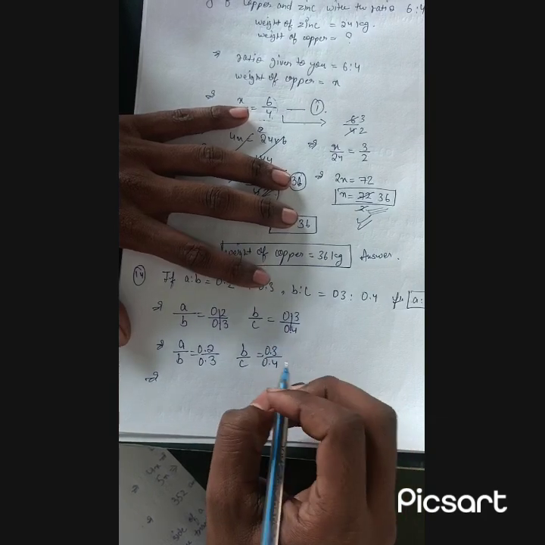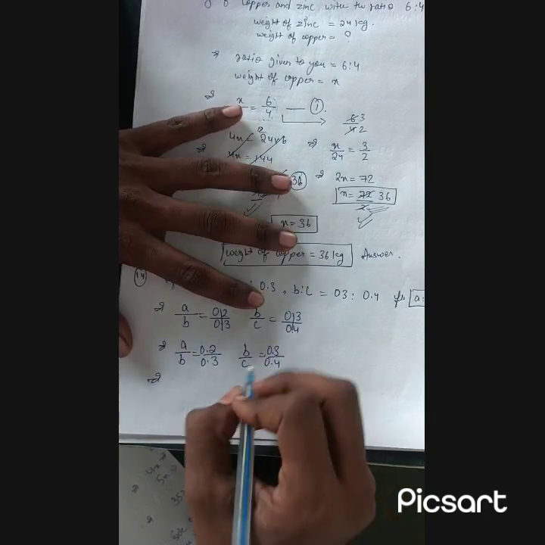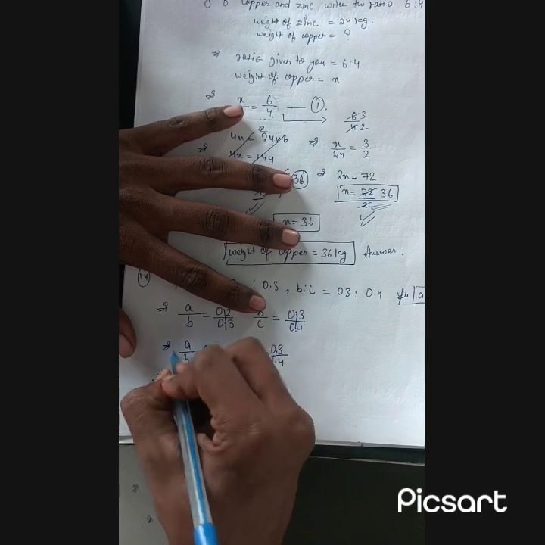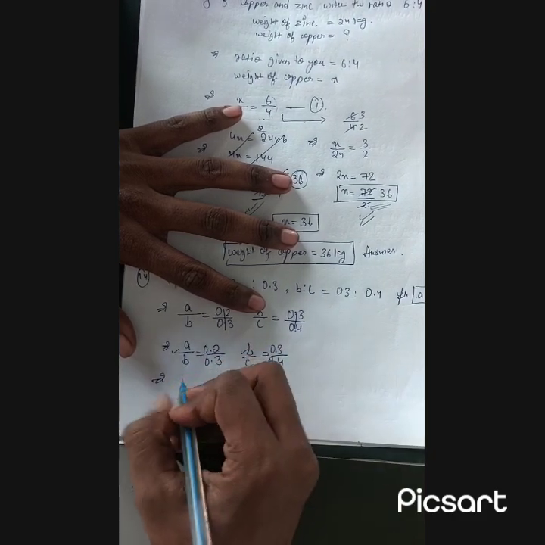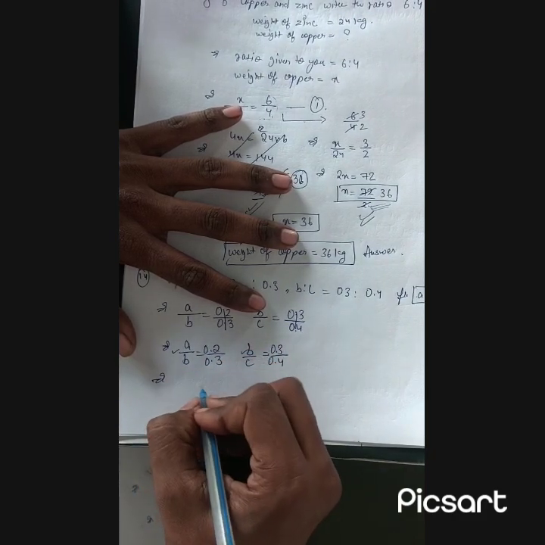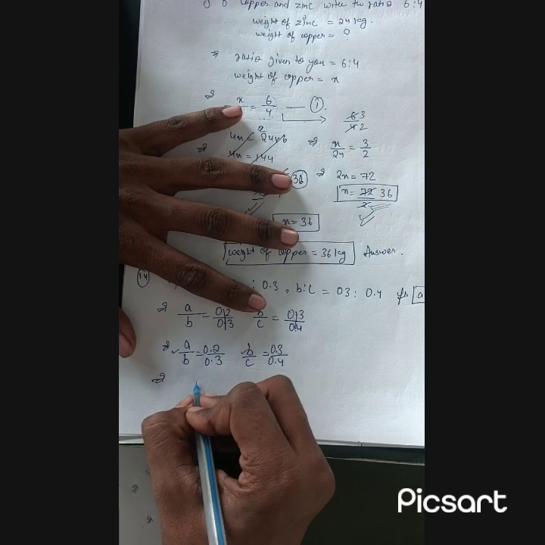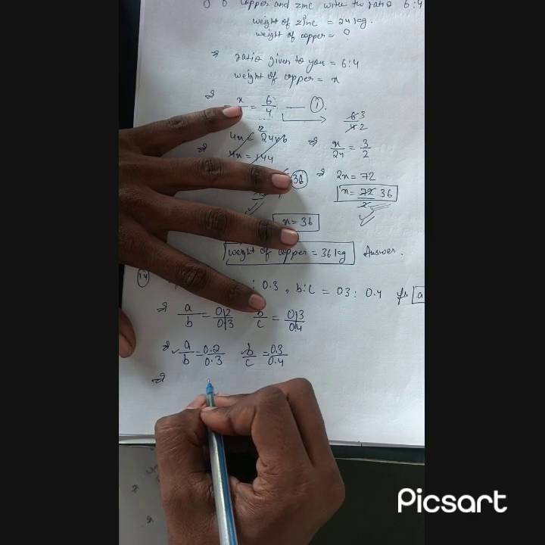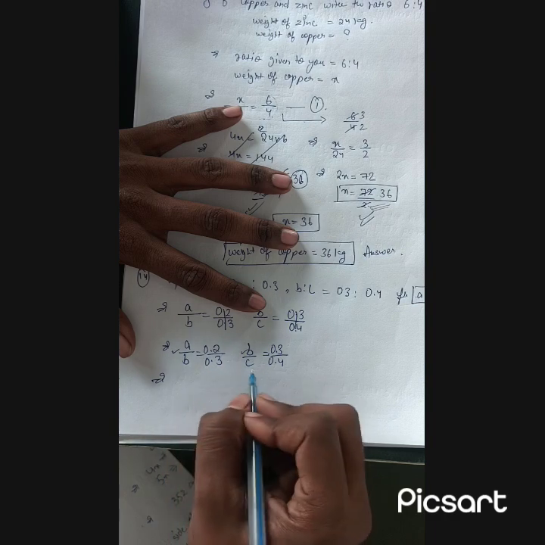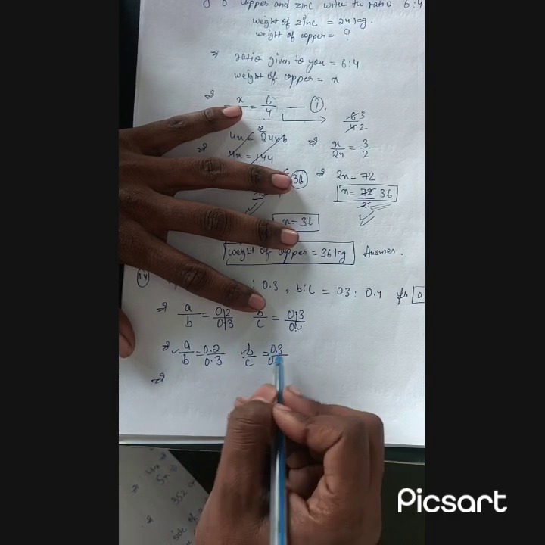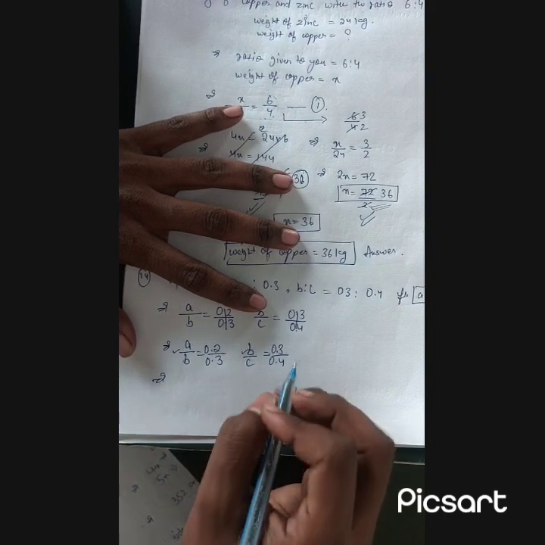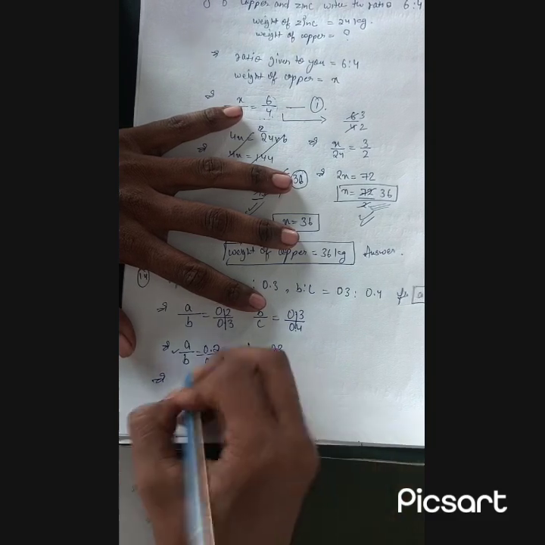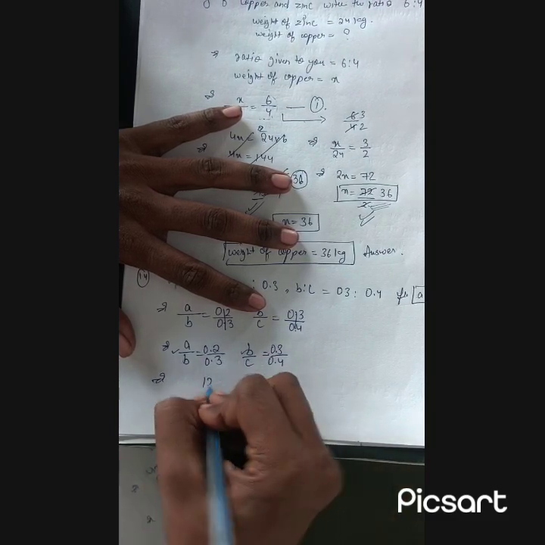Now what do we have to find here? The least common denominator fraction of this and this. For this we can get the least common denominator fraction for these two, 0.3 and 0.4. For this least common denominator fraction, the value will be 12.